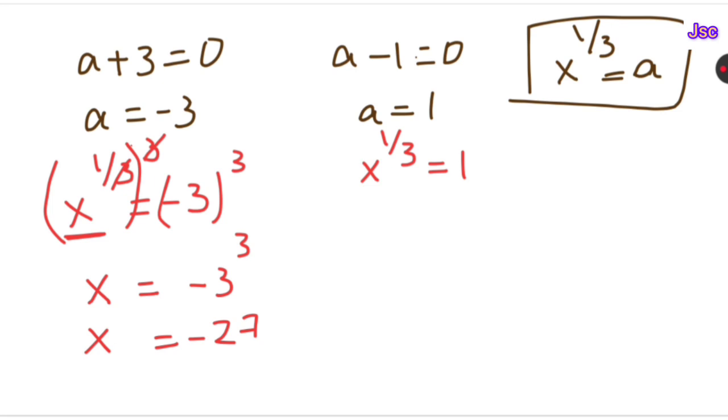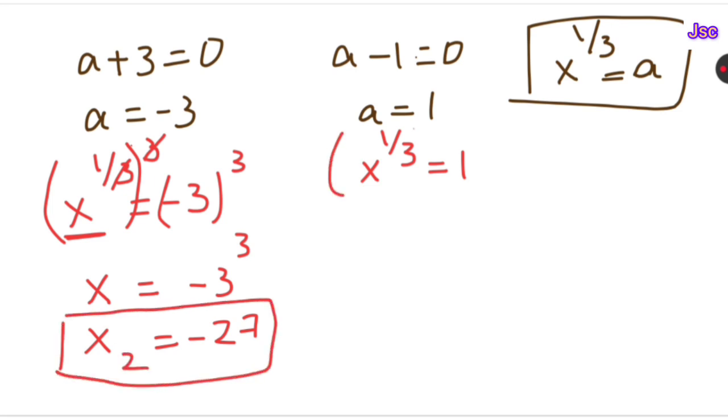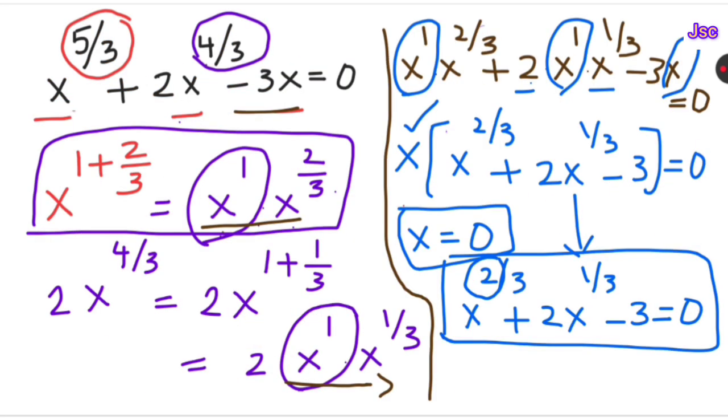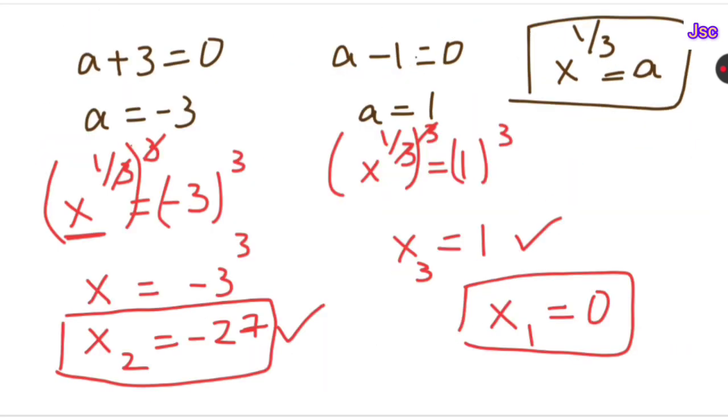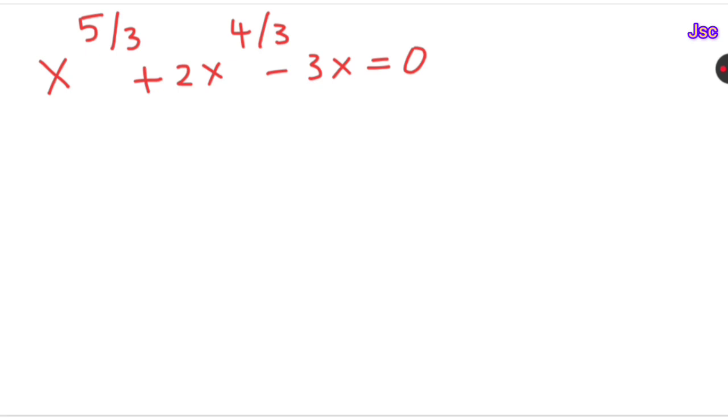So that is the second solution of this equation. Here also we take 3 in the exponent. Then this 3 and 3 get cancelled. We get x equal to 1. This is the third solution of this equation. So our first solution is x equal to 0. But do these three values satisfy our given expression or not? Let's go and check. Let's substitute the first solution, x equal to 0.